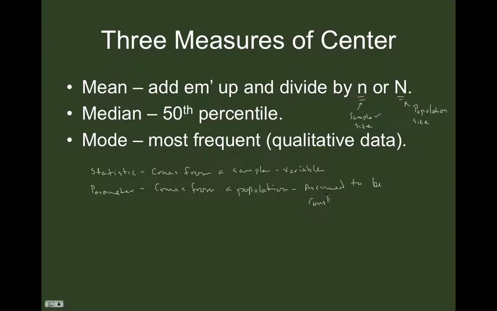And there's a really good reason for this, because if we thought of the parameter as being a variable, then trying to estimate it or trying to make an inference about it would be like trying to hit a moving target. So parameters are assumed to be fixed, constant. Statistics are variables. Okay.